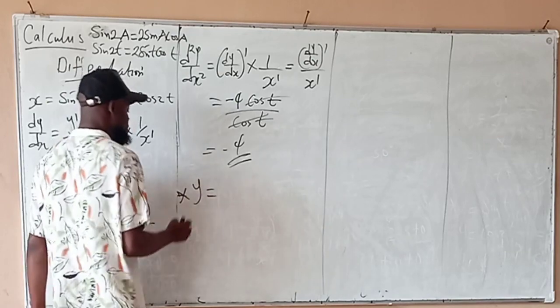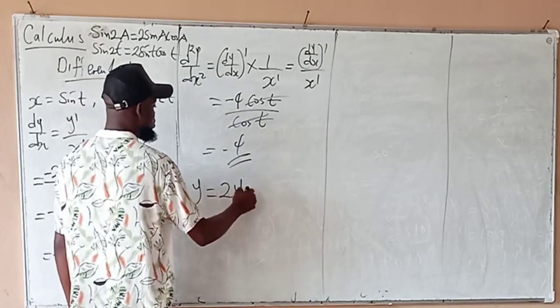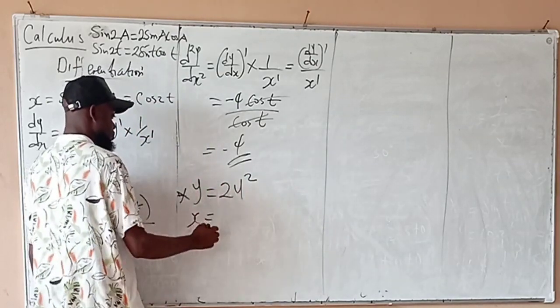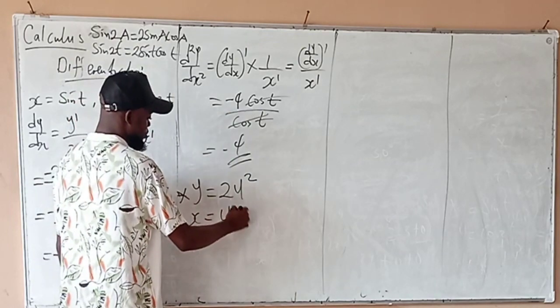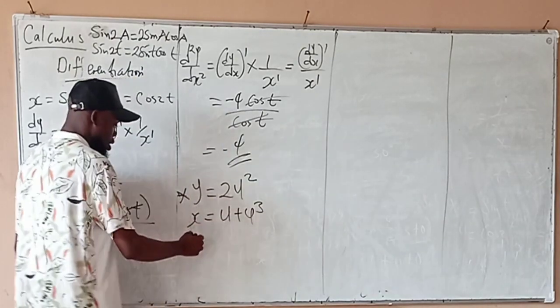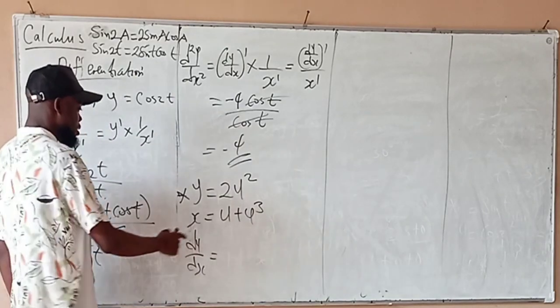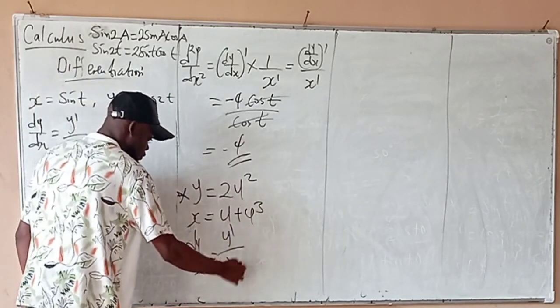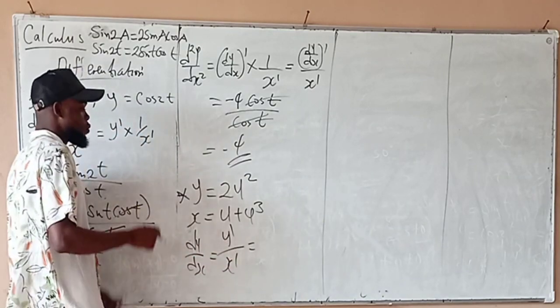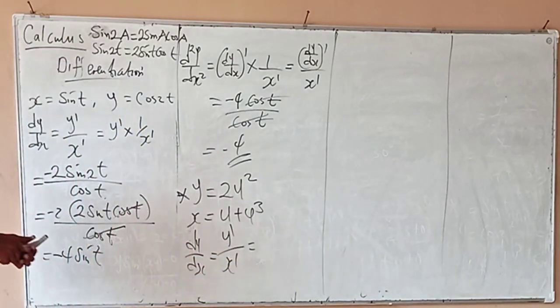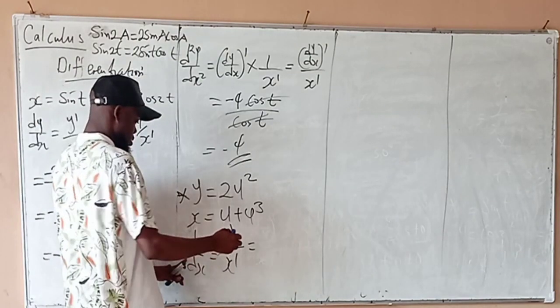Okay, let's look at this. If y is equal to 2u squared and s is equal to u plus u cubed, what will be dy over ds? dy over ds will be differentiation of y over differentiation of what? Of s. What will be the differentiation of y?